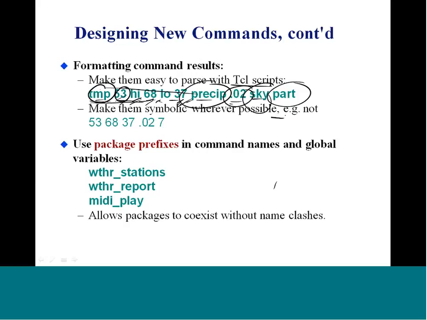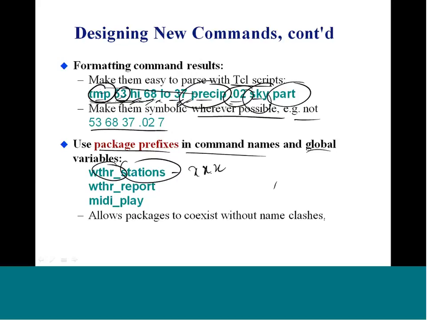And make them symbolic wherever possible. For example, we don't want to specify just numbers alone. These kinds of things will make it easier. Now we can also use package prefixes in the command names and global variables. For example, instead of just stations, we can say weather_stations, or if the weather station is XXX, we can say weather_stations_XXX instead of just XXX. Same for weather_report. Basically, we can use the package prefixes. This way it allows the packages to coexist without any name clashes.